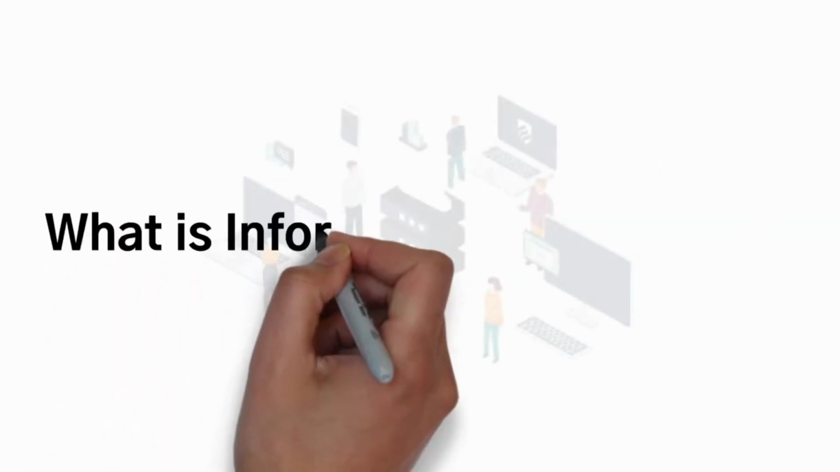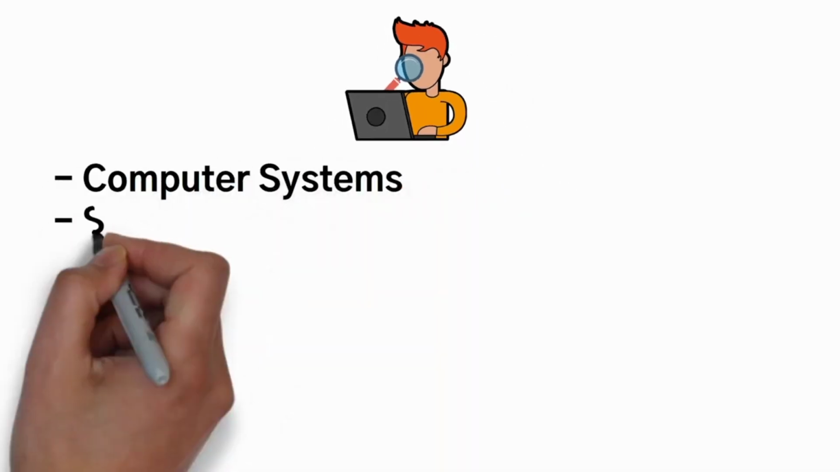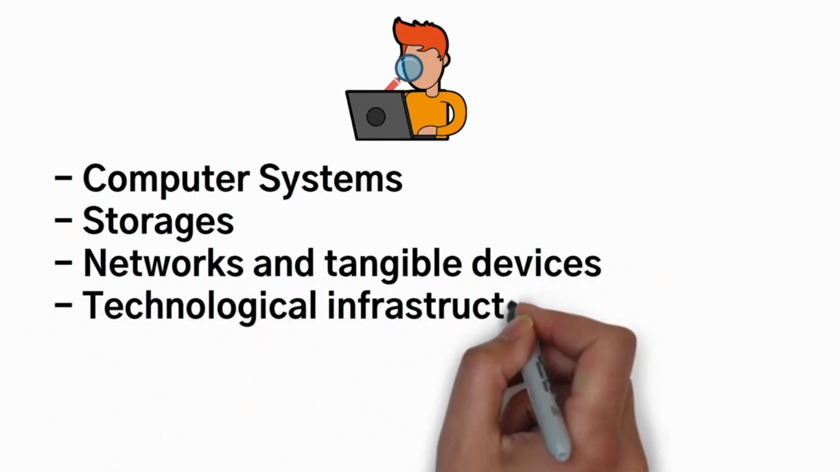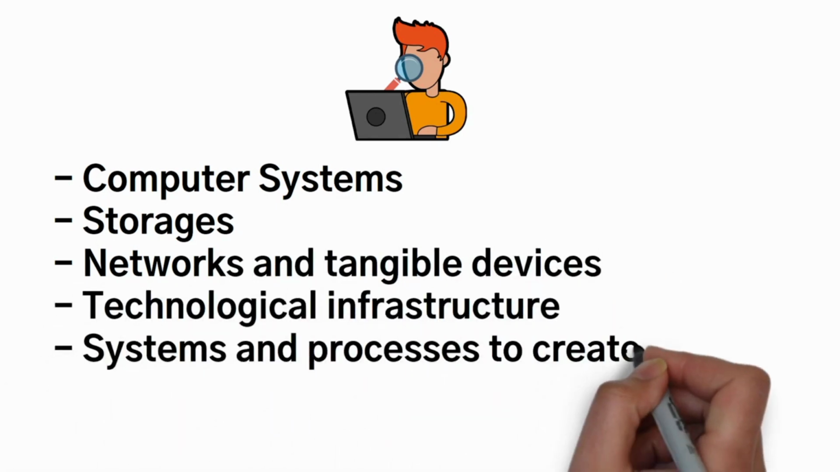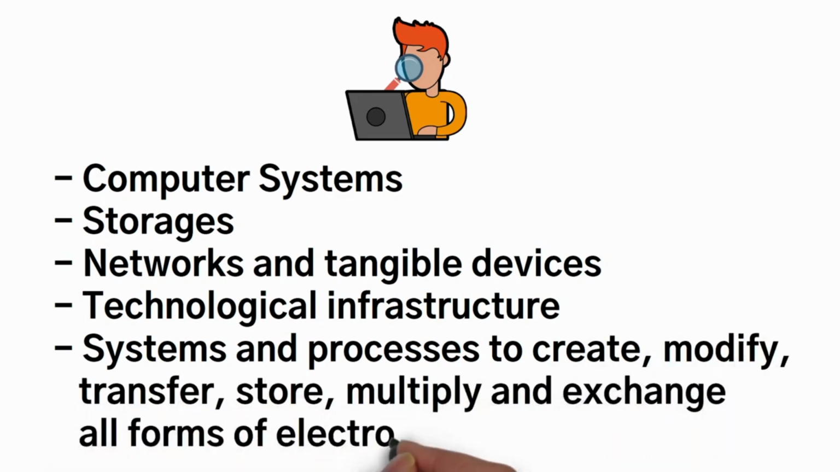So what exactly is information technology? First and foremost, it must be understood that this is a very broad topic. But information technology is the use of computer systems, storages, networks and tangible devices, technological infrastructure, systems and processes to create, modify, transfer, store, multiply, and exchange all forms of electronic data.